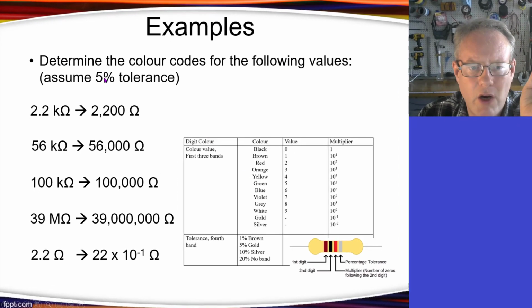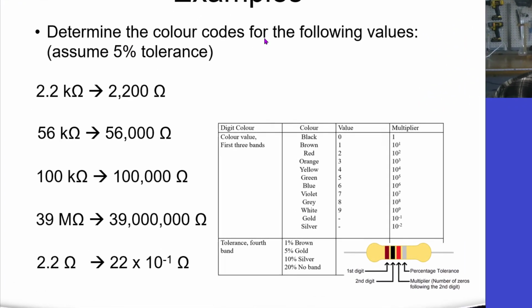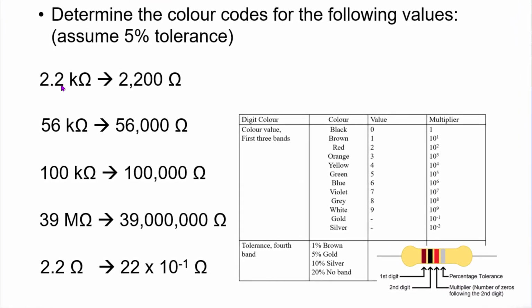So I want to know if all of these are going to be 5%, how do I find out what the numbers are? So a 2.2K, how do I define what a 2.2K is? It's going to be red, red. Let's take a look at why that's true. So I've got 2, 2, so red, red. My first two digits are going to be red and red.